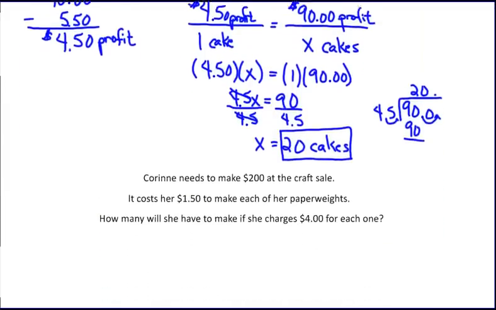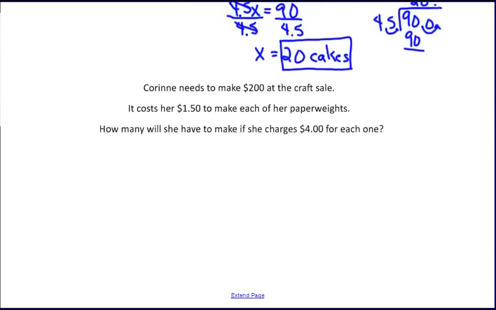Now we have Corrine. She needs to make $200 at the craft sale. It costs her $1.50 to make each of her paperweights. How many will she have to make if she charges $4 for each one? So again, I'm going to start with the fact that she hopes to sell the paperweights for $4 a piece, but it costs her $1.50 to make each one. That means that she would have a profit of $2.50 per paperweight.